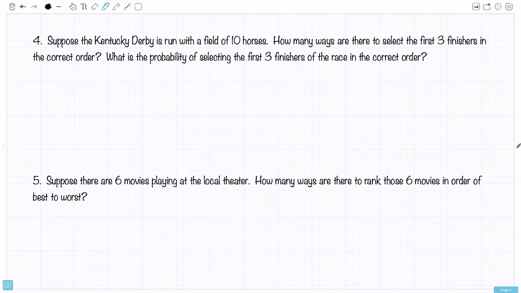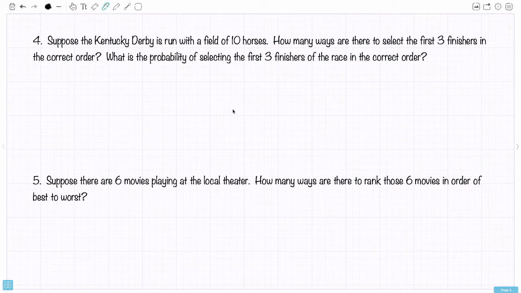Next question. Number 4 says the Kentucky Derby is run with a field of 10 horses. How many ways are there to select the first 3 finishers in the correct order, and what's the probability of selecting the first 3 finishers of the race in the correct order? We'll start with the first question. Just how many ways? That's the counting question. That's the combinatorics question, and I'm going to use permutations here.